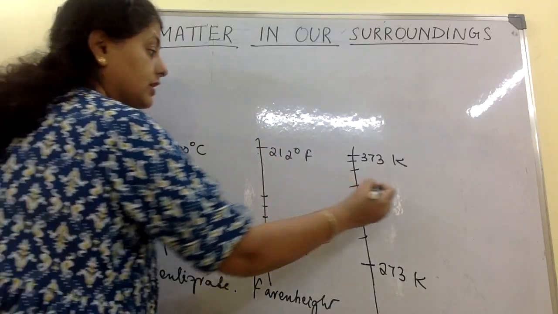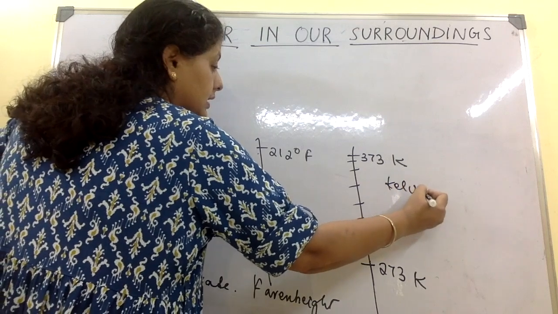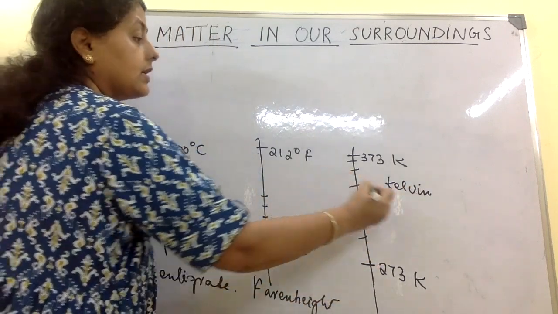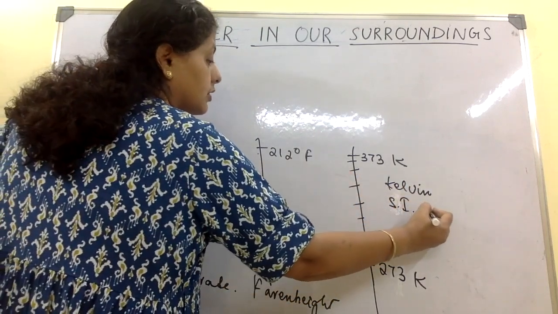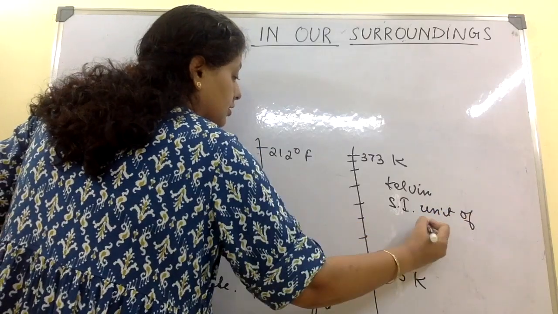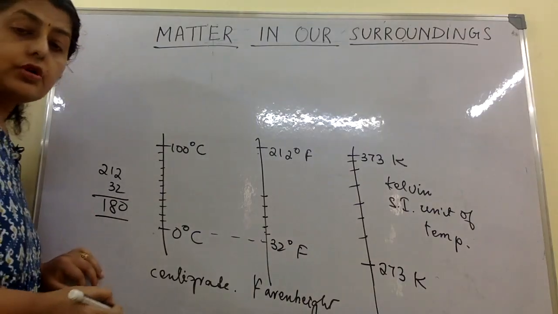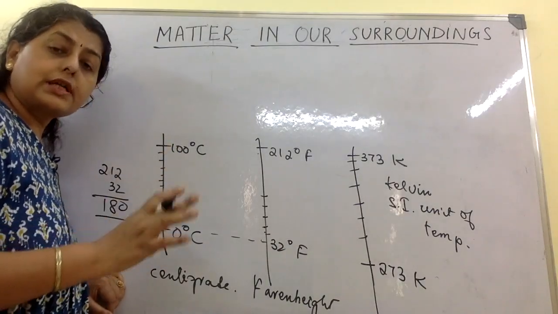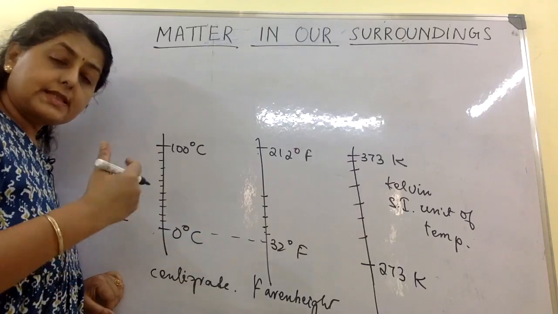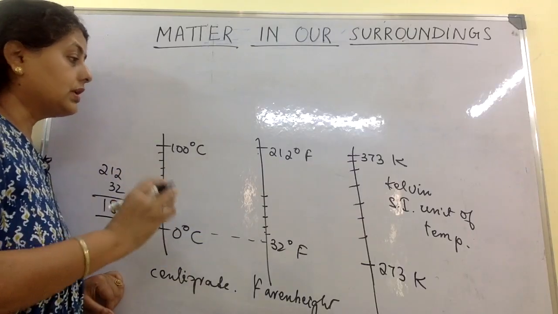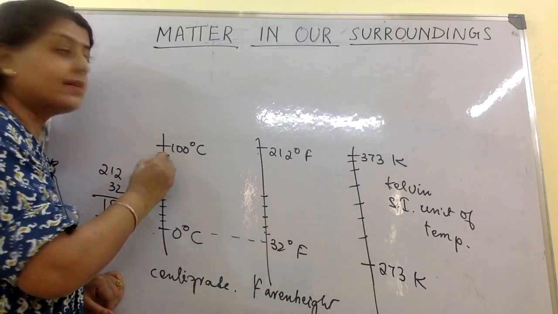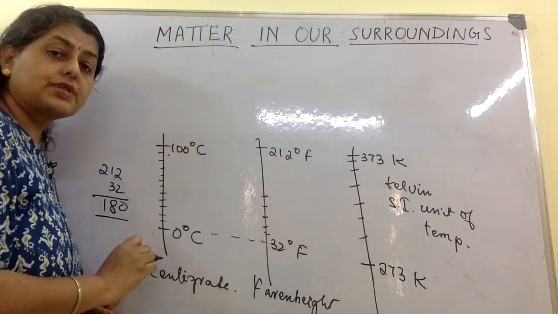And the Kelvin scale is the SI unit of temperature. So we always measure it in Kelvin. Now what kind of sums will come for you? Very simple questions on conversion of centigrade to Kelvin and Kelvin to centigrade.